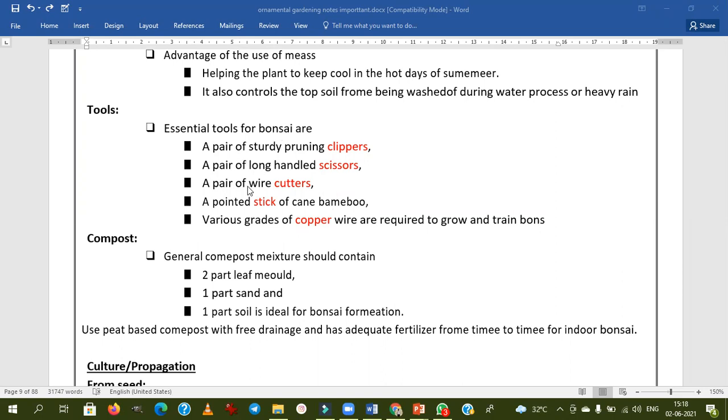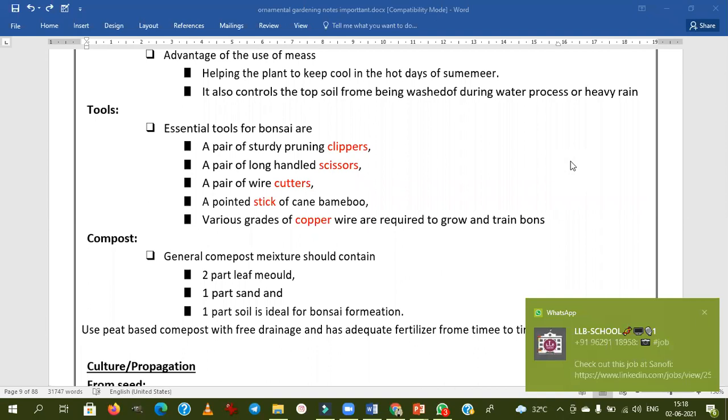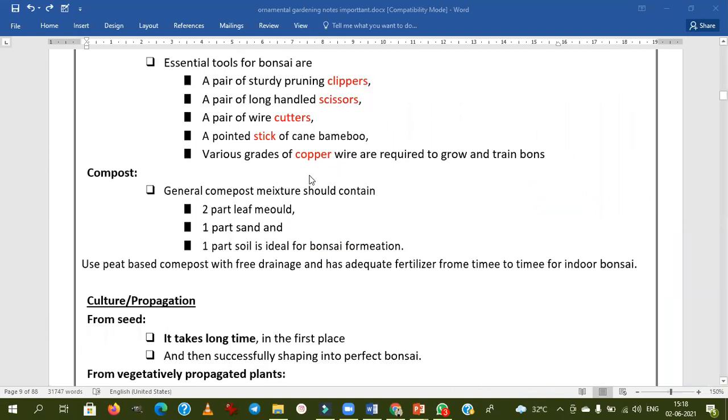They may ask questions in the objective type or the reasoning and assertion types on the following. They may ask which terminology the pruning clipper is associated with. They will give some 3 to 4 terminologies like that. So you need to remember these points also.